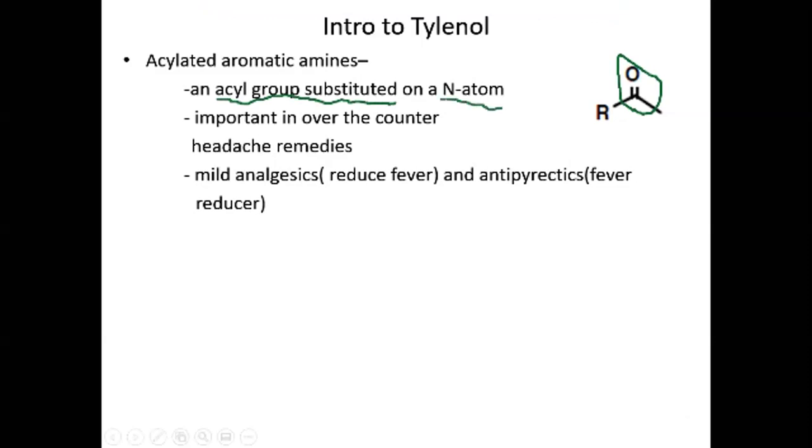So remember, we're going to be starting with an amine. We're going to acylate it with something, and then we're going to acylate it on the nitrogen atom of the amide. And as we all know, it's important in over-the-counter headache remedies and also fever-reducing properties. Tylenol is a very useful drug that people use.